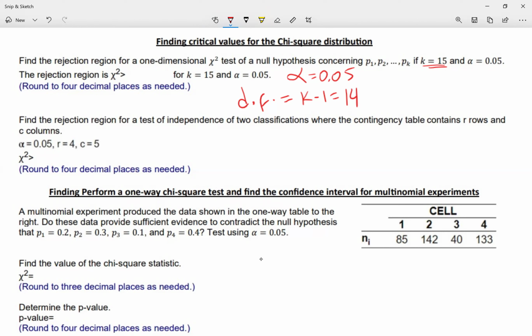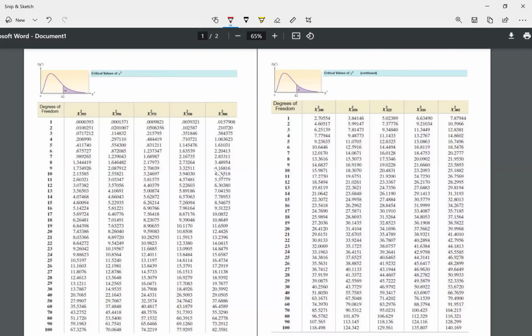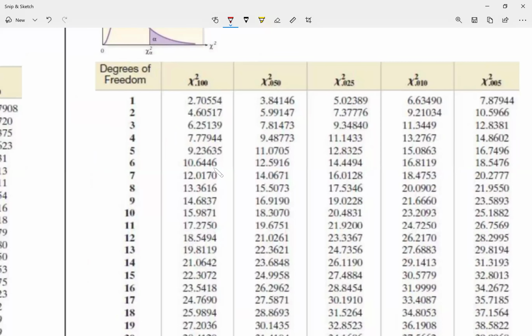freedom is 14. So let me take a look at our table. Let me find the corresponding alpha. I see it here. You guys see the value of alpha there, 0.050. So 0.050. It's the same thing as 0.05. So there's my corresponding alpha.